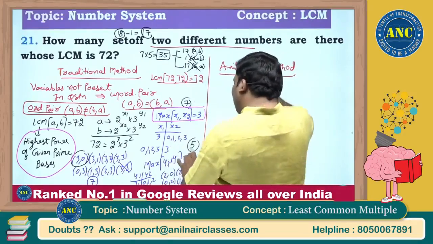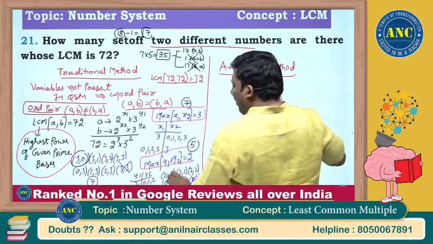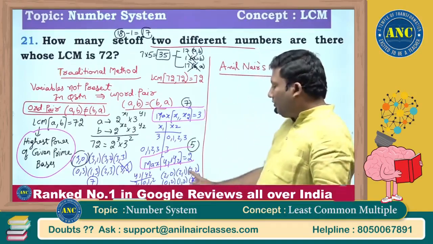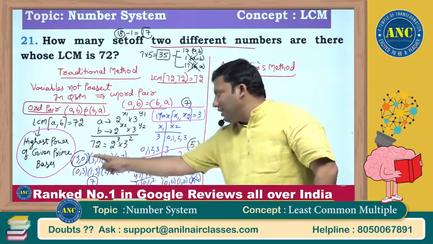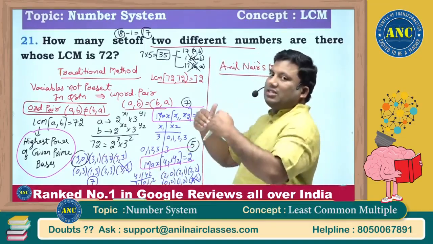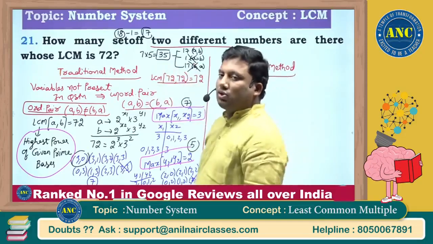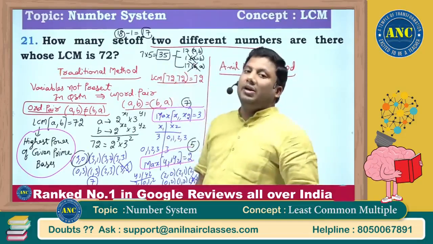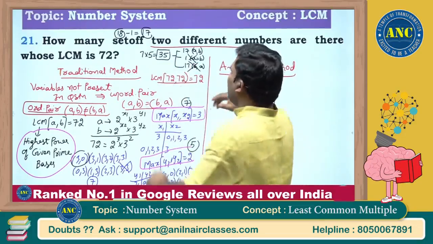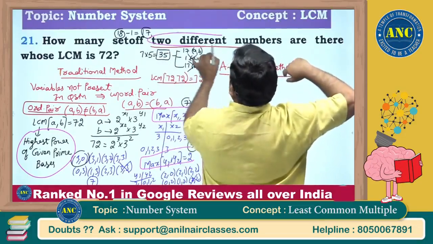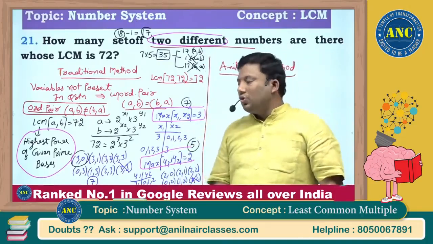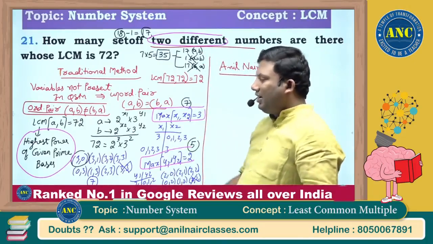Similarly, for y1, y2 the maximum is 2. If y1 takes 2, y2 can be 0, 1, 2; and (0, 2), (1, 2): 5 cases. For every one case, there are 5 subcases. 7 into 5, 35. 17 cases A into B, 17 cases B into A. Eliminated: one case, A equal to B. The question is two different numbers, so one case is eliminated.